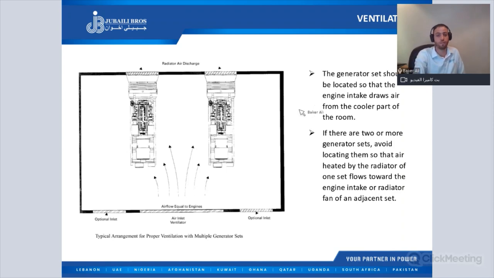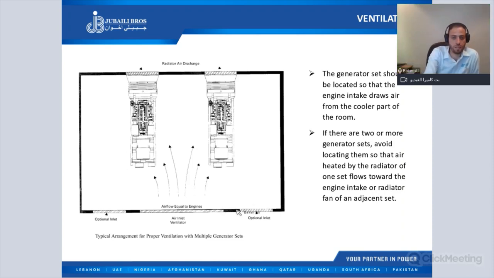Now, if you have more than one generator inside the same room, for example, here we have two generators inside the generator room, we must keep all the generators in the same direction. So here the radiators are in the same direction to avoid any circulation from one generator to the other. And we have to keep the inlet openings also equal for all the generators, so all generators will get proper air ventilation.